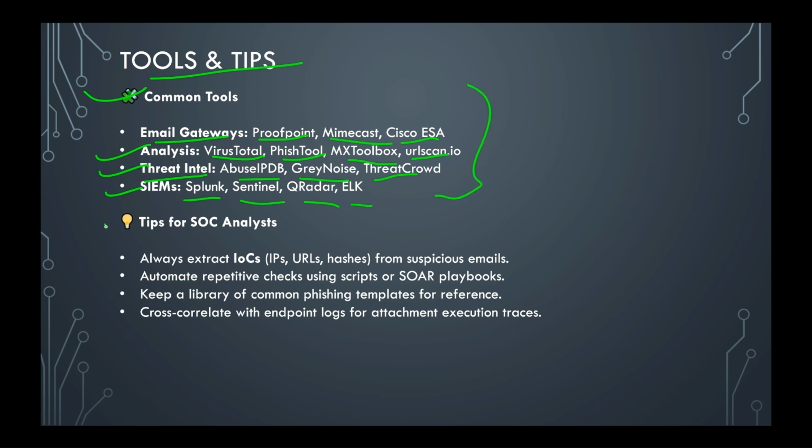So tips: always extract IOCs, the sender IP, URL, hash from suspicious emails. Automate repetitive tasks using scripts or SOAR playbooks. Keep a phishing sample library for awareness. And always check if someone opened the malicious attachment. For example, you see a file named invoice.xlsm, you upload it to VirusTotal and it shows Emotet. Congrats, you have just got live malware.